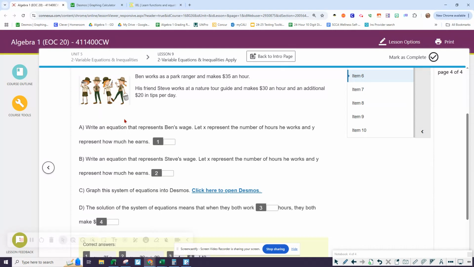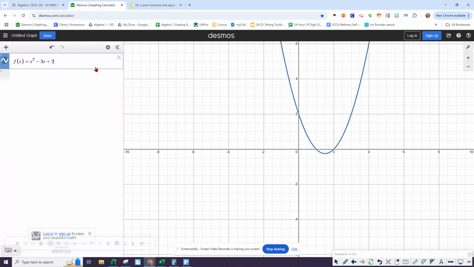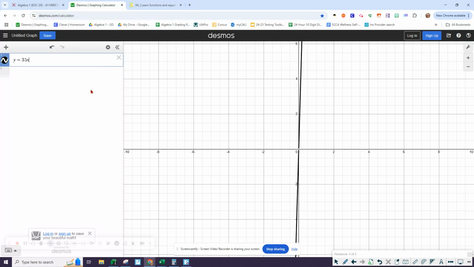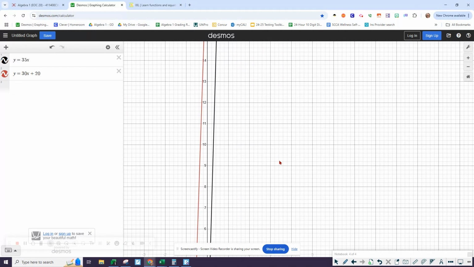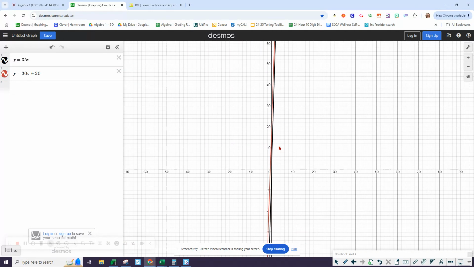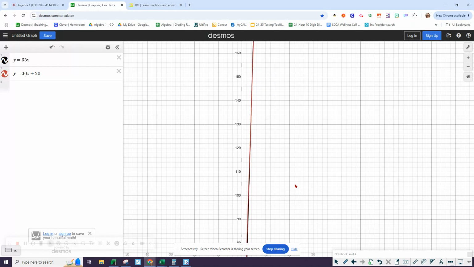So let's go look at those in Desmos. We have 35x, 30x, and plus 20. So I'm going to go over to Desmos. I'm going to type in y equals 35x and y equals 30x plus 20. And then I need to find on here where these intersect. So I'm going to zoom out so I can see the point of intersection. It's somewhere up here, right?